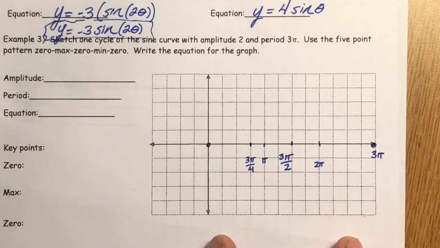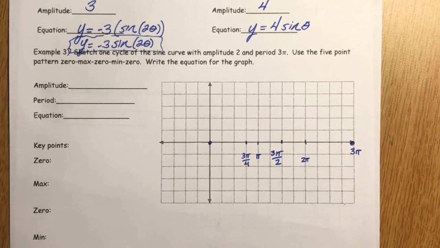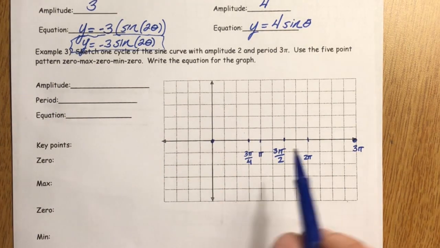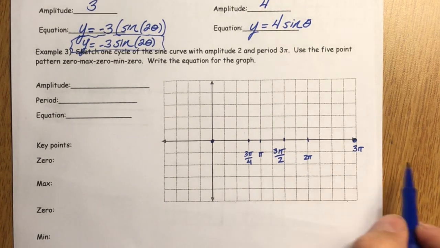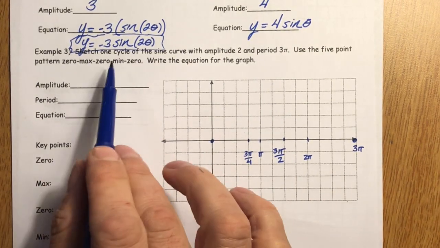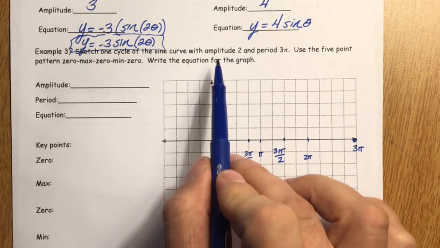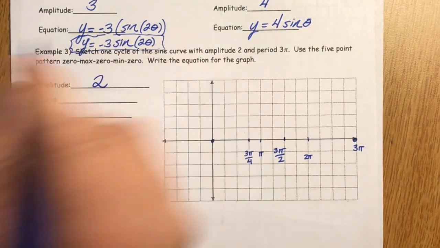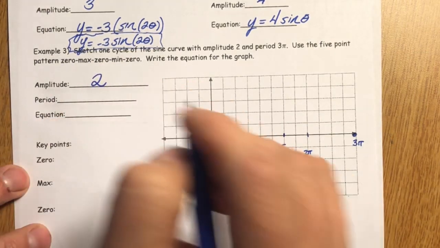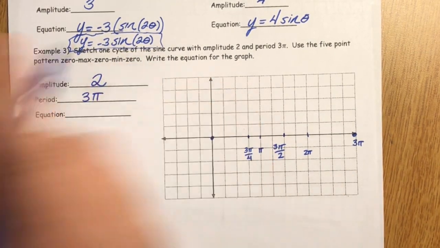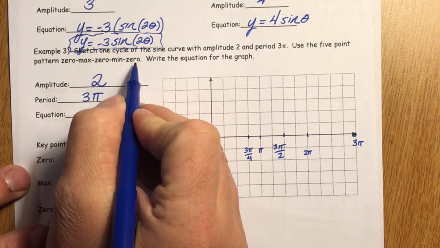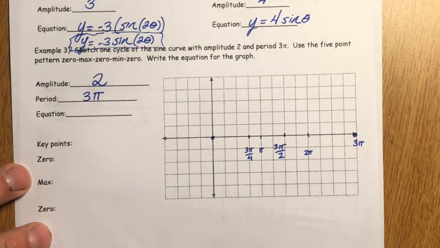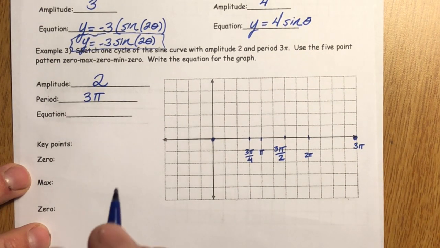Okay, fantastic. All right, let's look at this one down here. Now, what gets a little difficult, and I think the most difficult part of doing these, is coming up with those increments. So we're going to try to make it very easy on you, those intervals. It says example 3, sketch one cycle of the sine curve with an amplitude of 2 and a period of 3 pi. Use the 5-point pattern, the 0, max, 0, min, 0. Write the equation for the graph.